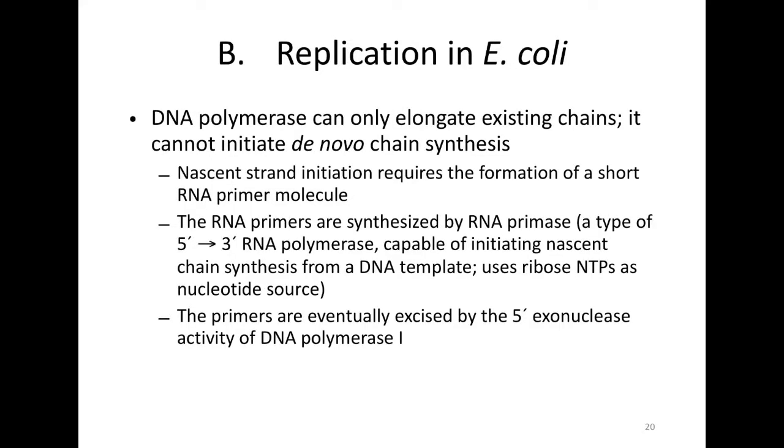DNA polymerase can only elongate existing chains. It cannot carry out de novo chain synthesis. Nascent strand initiation requires the formation of short RNA primers. RNA primers are synthesized by the primase enzyme, a 5' to 3' RNA polymerase, initiating the nascent chain from the DNA template and using ribonucleoside triphosphates as the nucleotide source. The primers are eventually excised by the 5' to 3' exonuclease activity of DNA polymerase 1.